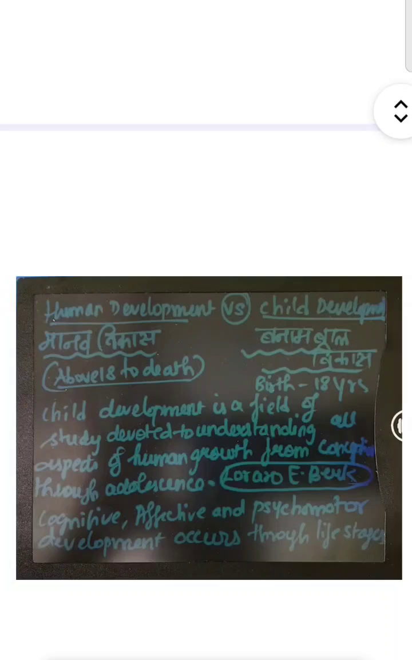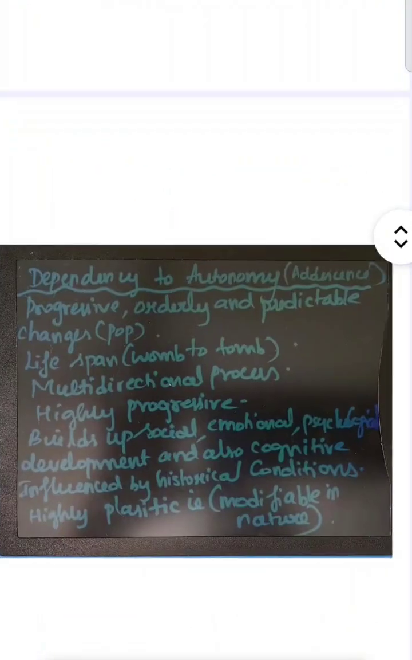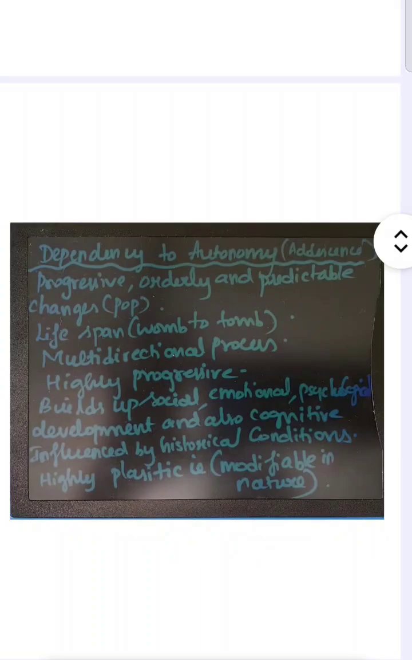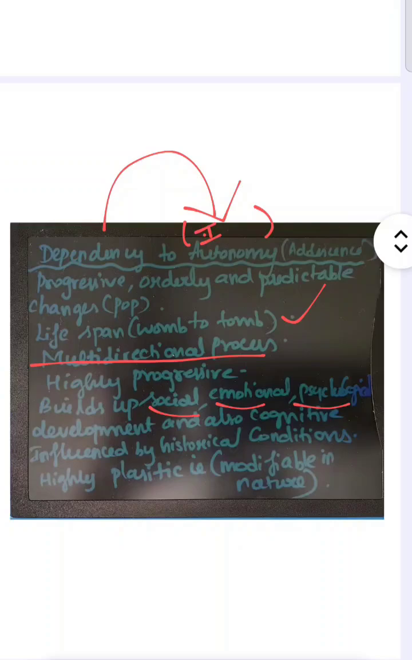Cognitive, affective, and psychomotor are the three major developmental processes which occur in the life stages. The dependency to autonomy shift happens in the adolescent stage. So it is a progress from dependency on parents to autonomy, that is independence. The development is progressive, orderly, and predictable change. The lifespan is from womb to tomb. It is a multi-directional process. It doesn't happen in a single way, and it is highly progressive in nature. It helps us build social, emotional, psychological and cognitive development, influenced by historical conditions.